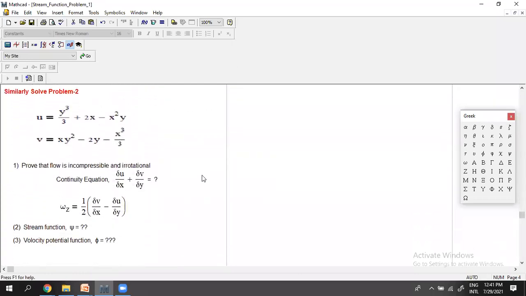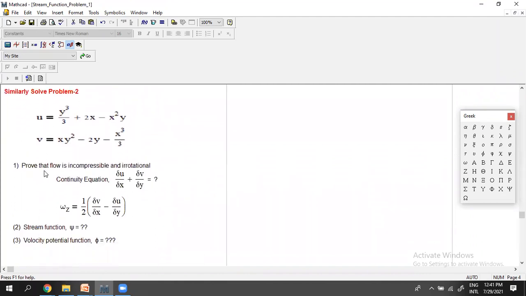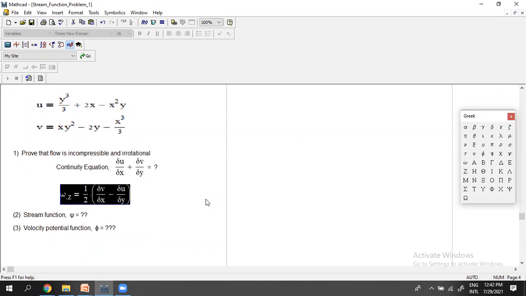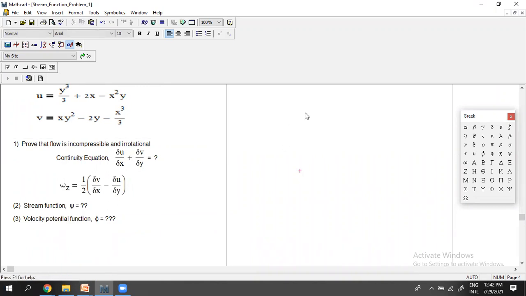And problem 2 is the same thing. It's a proof that the flow is incompressible and irrotational. So you have to satisfy this equation, the continuity equation, and this one, rotation along the xy direction. Then you figure out the stream function and the velocity potential function. Okay, that's very simple. Any question from here?